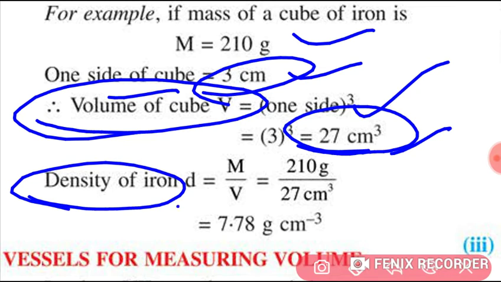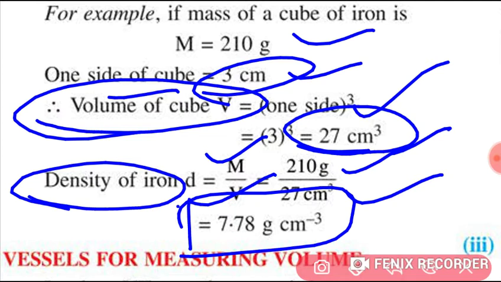How? D is equal to mass upon volume. What is the mass here? 210 gram. What is the volume here? We have found 27 centimeter cubed. So what will be the answer when you solve it? 7.78 gram per centimeter cubed.